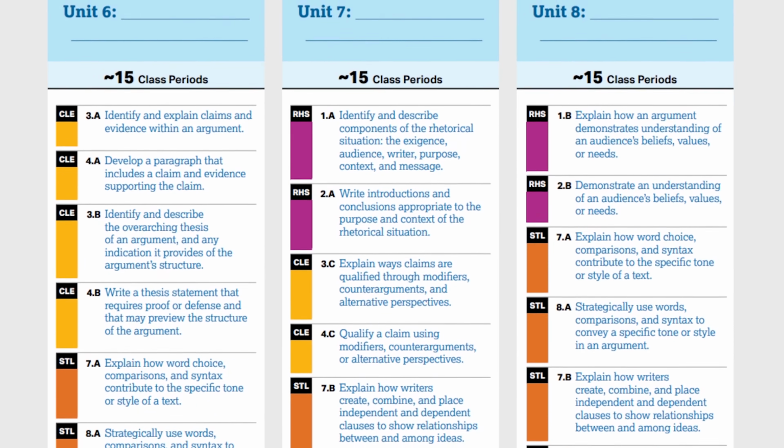Now, here's secret 2. Conclusions for essays are actually covered in units 4 and 7 of the AP English Language course and exam description.